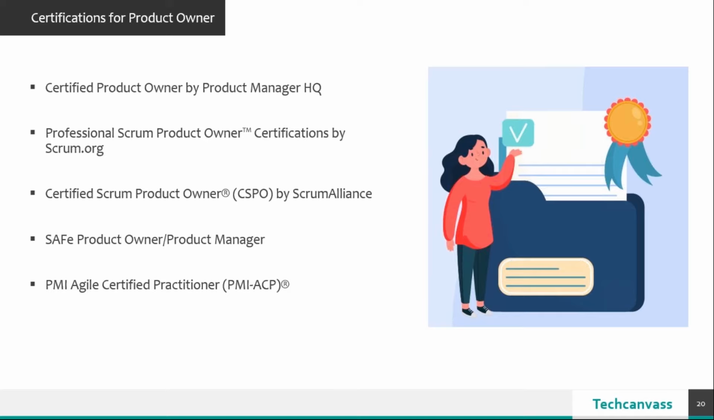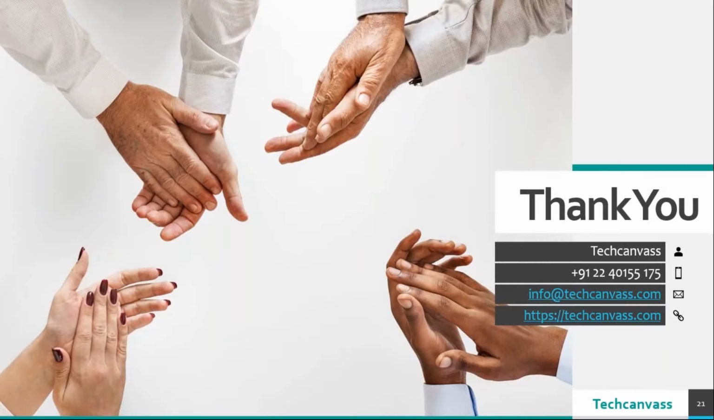And then there is something for SAFe Product Owner or Product Manager. SAFe is nothing but the Scaled Agile Framework, which is a different, probably advanced level of agile. And the last one is the PMI Agile Certified Practitioner. So these are the certifications which, if anyone of you is thinking to take up, you can plan and go ahead with it. So I guess now we can go into the questionnaire session.